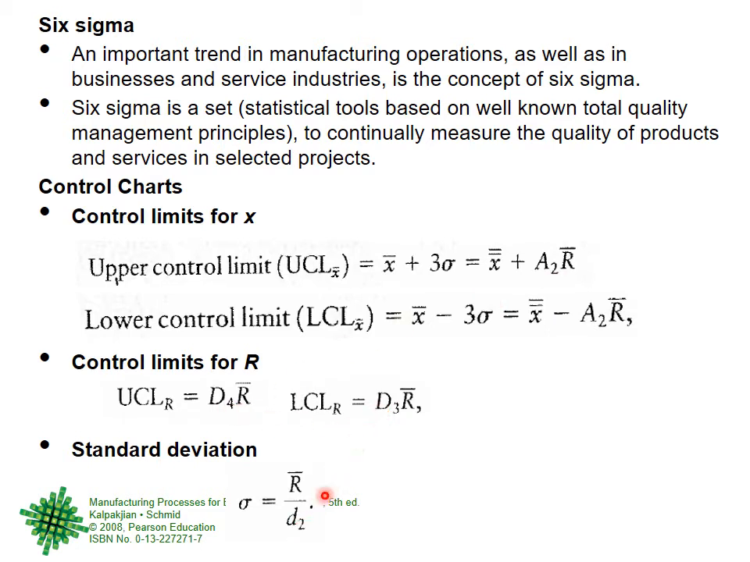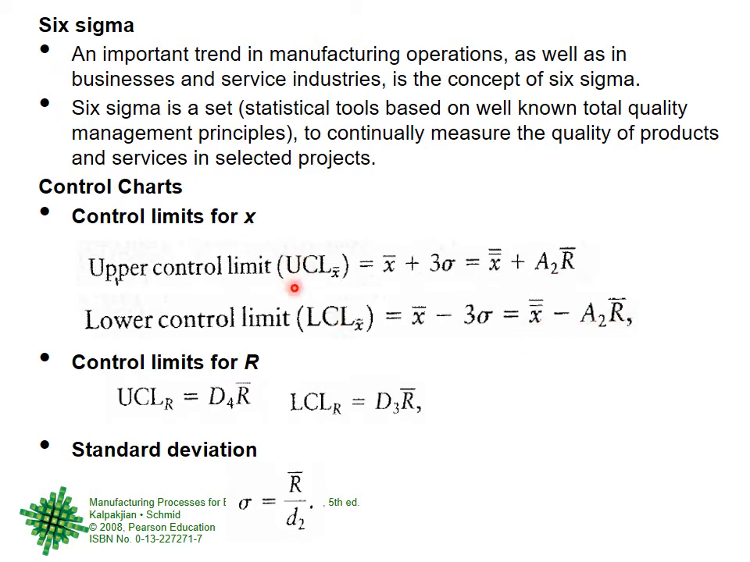What is this small d2? These are values which we will show you in a table shortly. So they are constant numbers, don't worry about them, right? So now you know how to define the upper control limit on x bar and lower control limit on x bar: x double bar plus A2 R bar, x double bar minus A2 R bar.